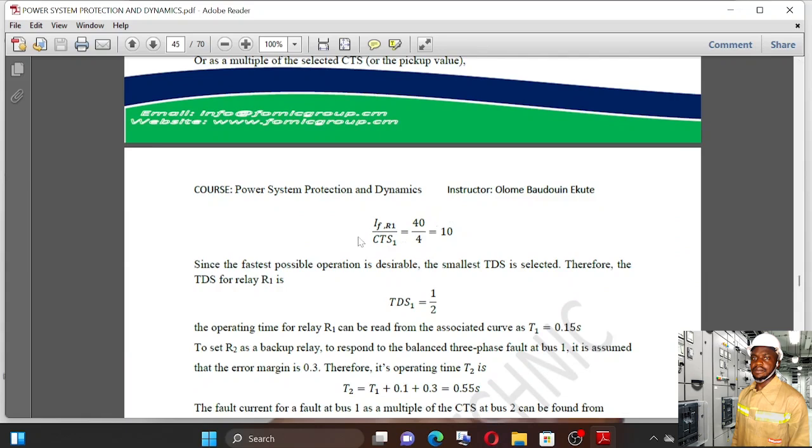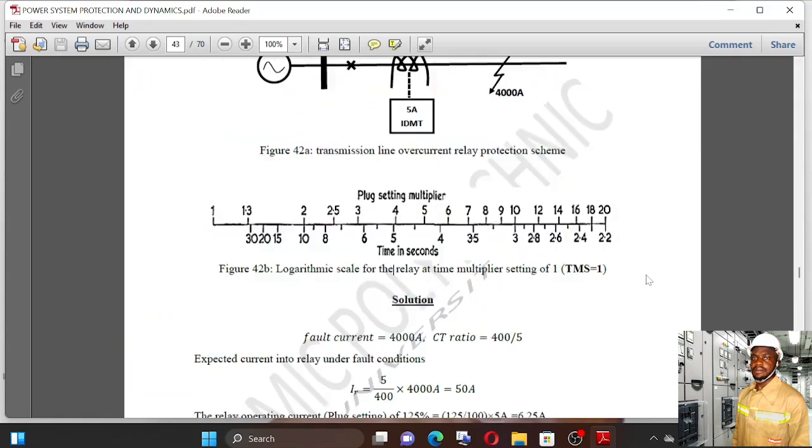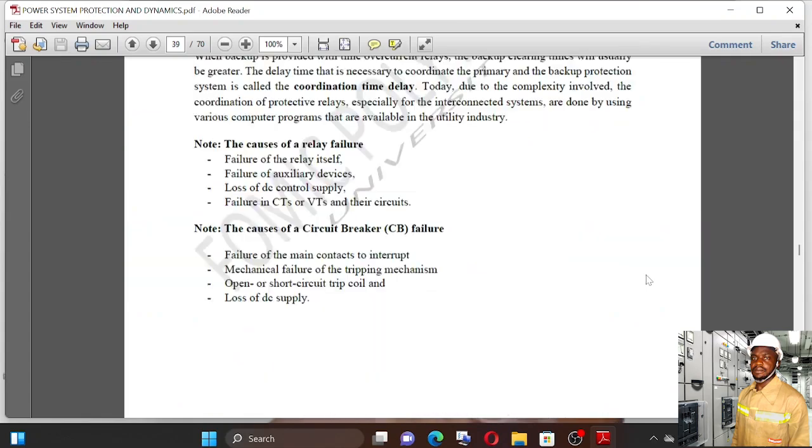So now the plug setting or the plug multiplier setting for relay 1 will be what? That 40 ampere divided by the characteristic of the relay, which is 4, which gives us 10. So it has no unit, 10. Now, to know the operating time, we're going to use that 10. Then we need to look at the characteristic curve for the CO7 relay.